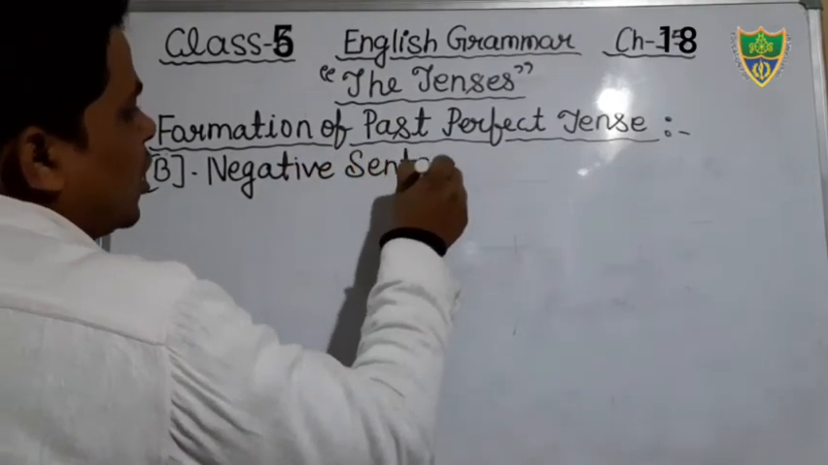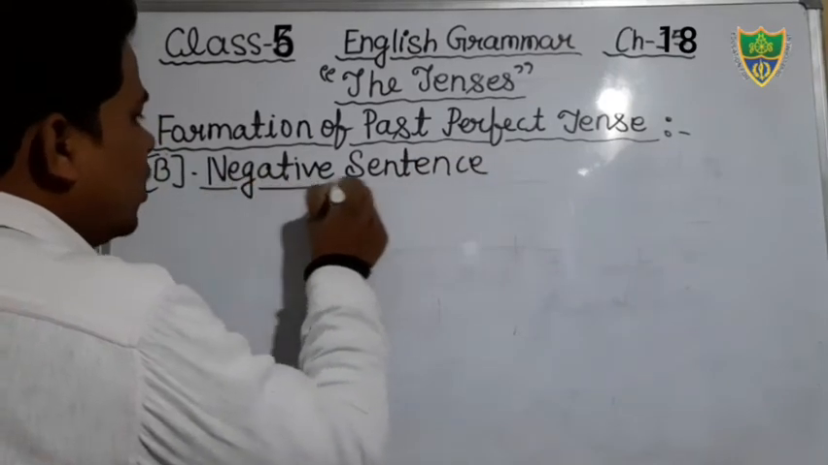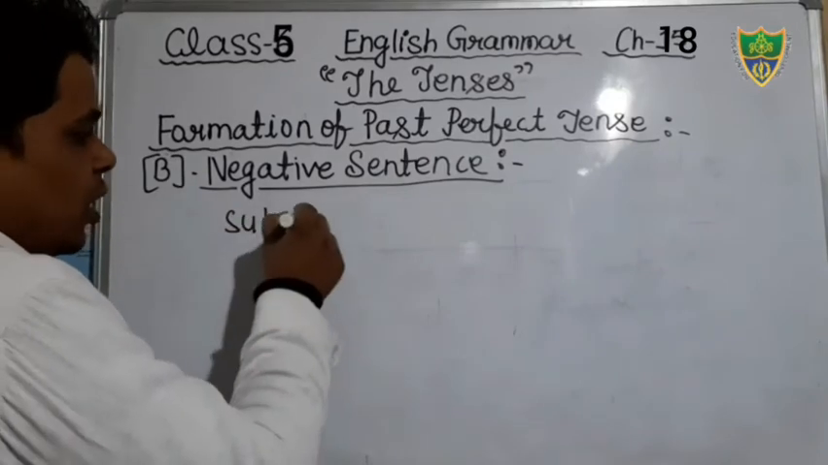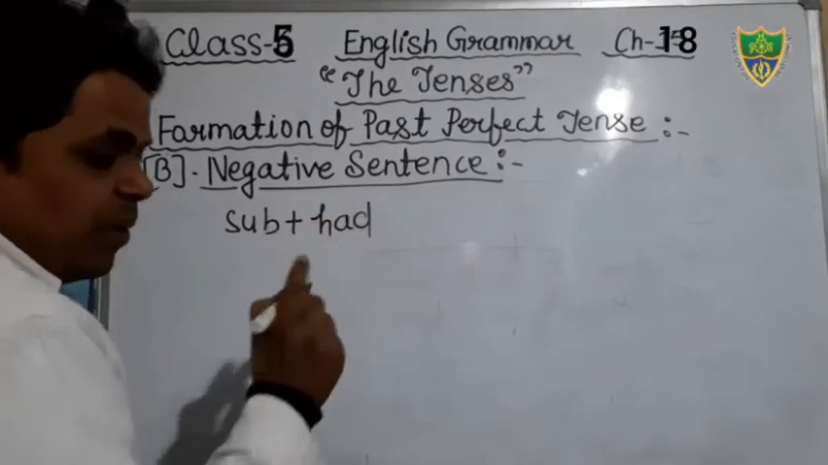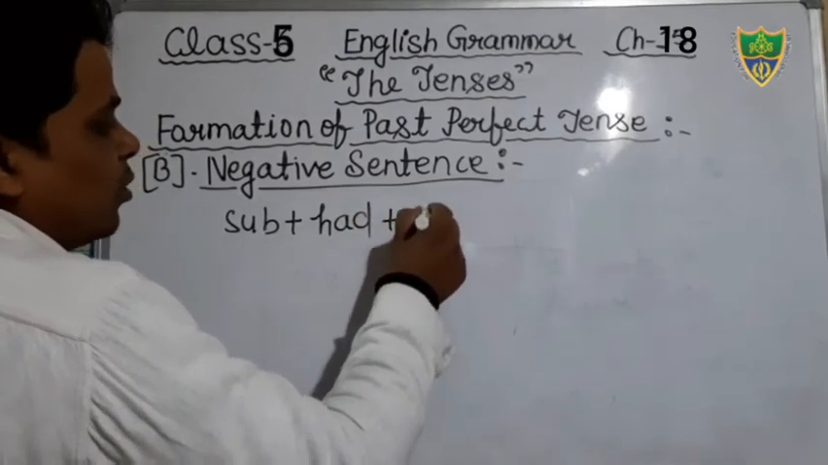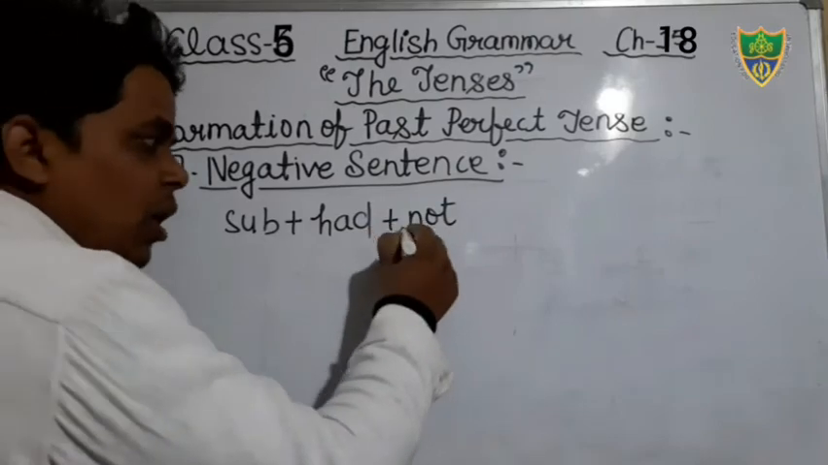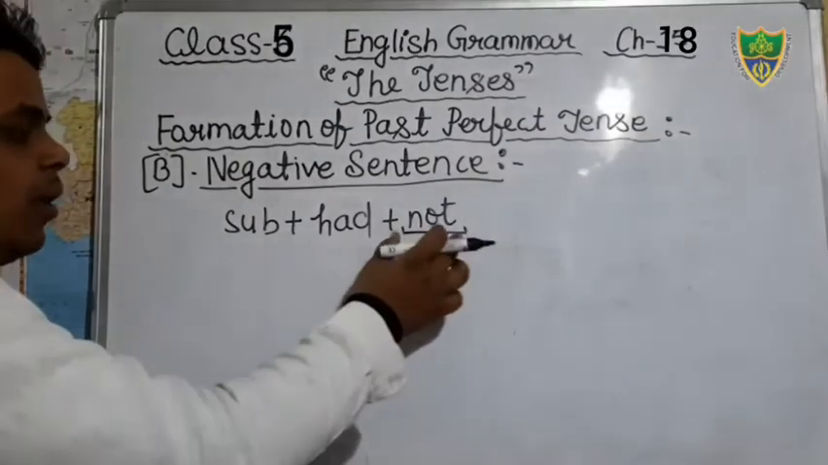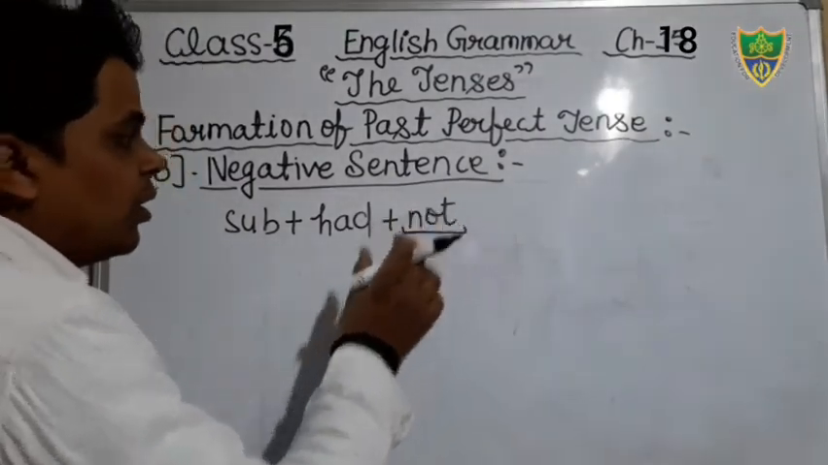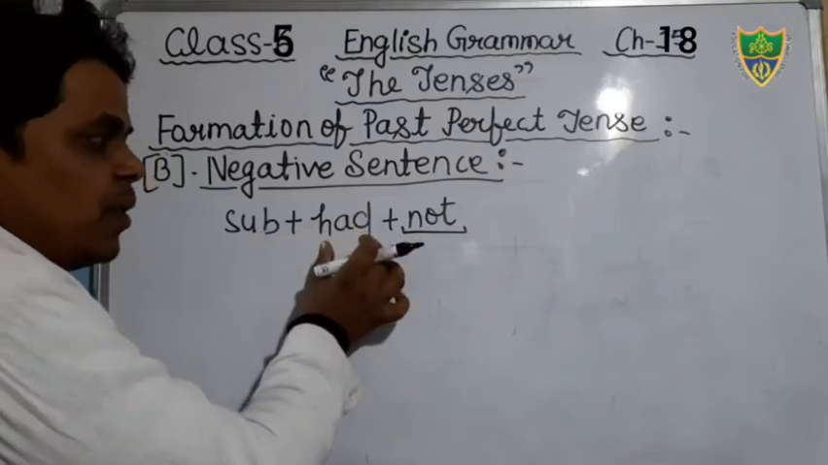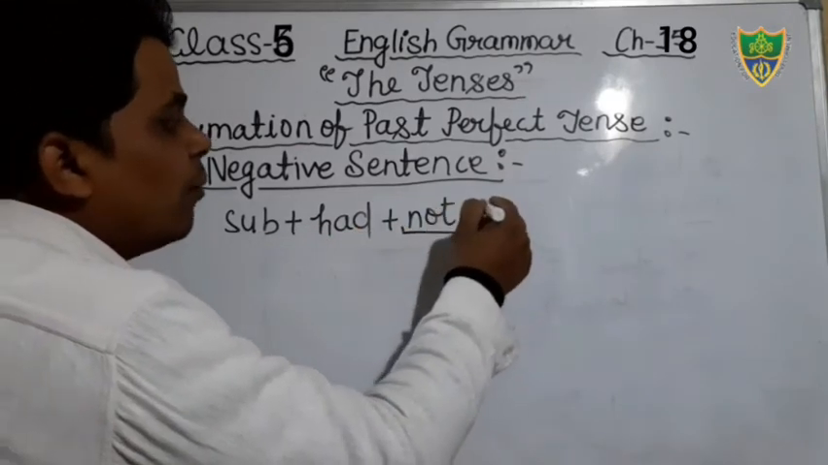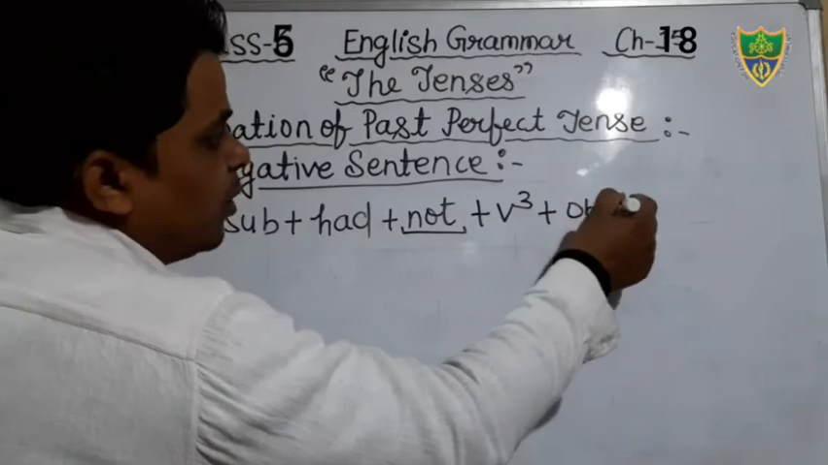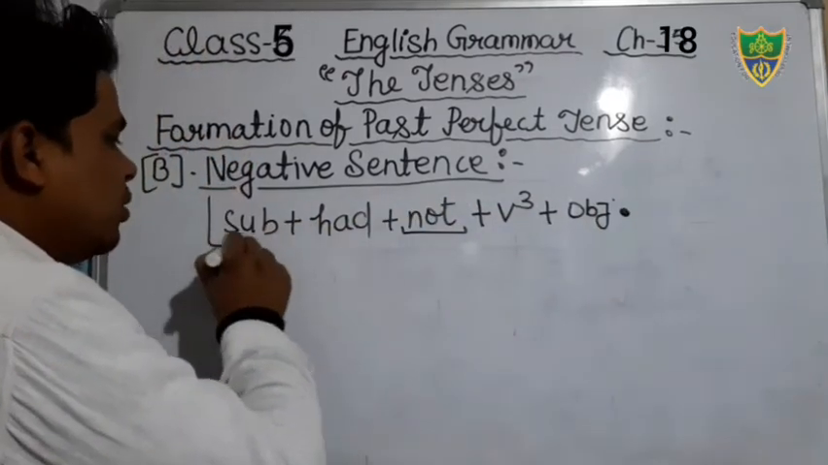Dear students, in this sentence we use the negative word not, and the same structure we will follow. You can see here there will be a subject, then after that the helping verb had, the same helping verb, and then after that not. Here we will use the negative word not. That is the difference between the affirmative and negative. Subject will be there, helping verb will be there, negative word will be there, then the third form of the verb, then after that the object or complement, and at the end of the sentence we will use a full stop.